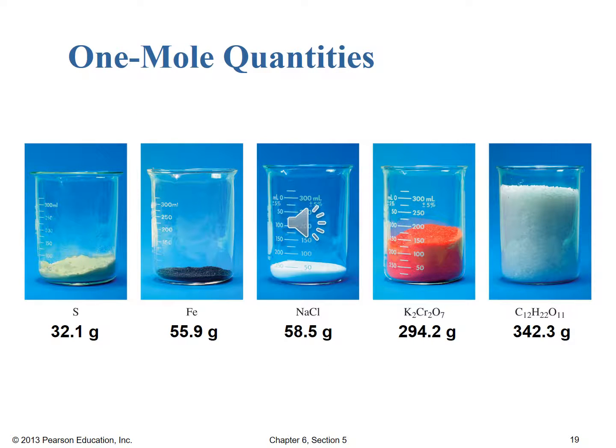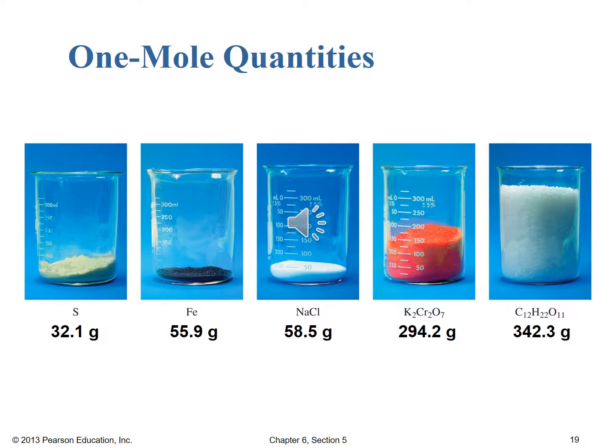Here's a nice visual to show the difference between the grams and the mole amount. So each of these substances pictured is 1 mole of the substance. So if it's sulfur, it's 32.1 grams. Iron there is almost twice as much on a gram basis, but because it's so dense, it looks like even less than the relatively less dense sulfur. Sodium chloride looks sort of in between, although its mass is greater than either.